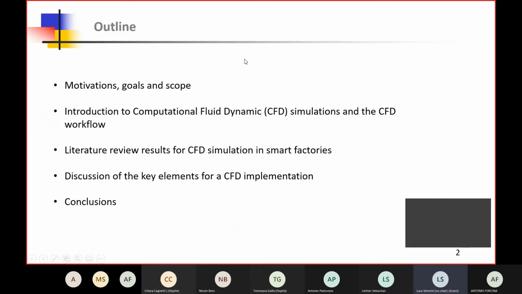I will start with the motivations, goals, and scope. I will introduce the computational fluid dynamic simulation and the general CFD workflow. I will present the literature review results for CFD simulation in smart factories and the discussion of the key elements for a CFD implementation. Then the conclusions.